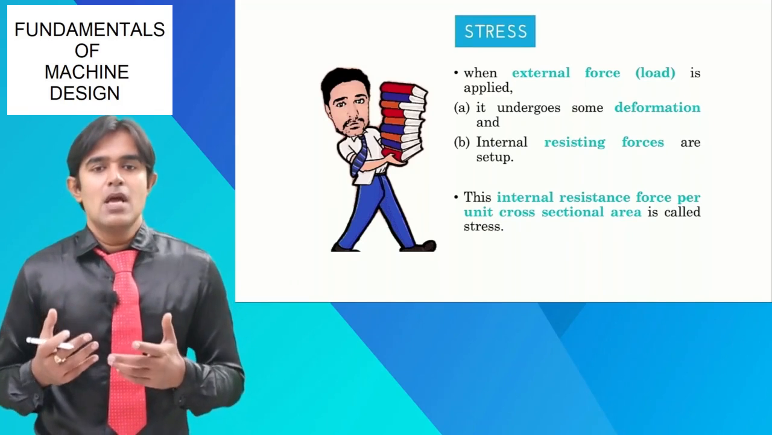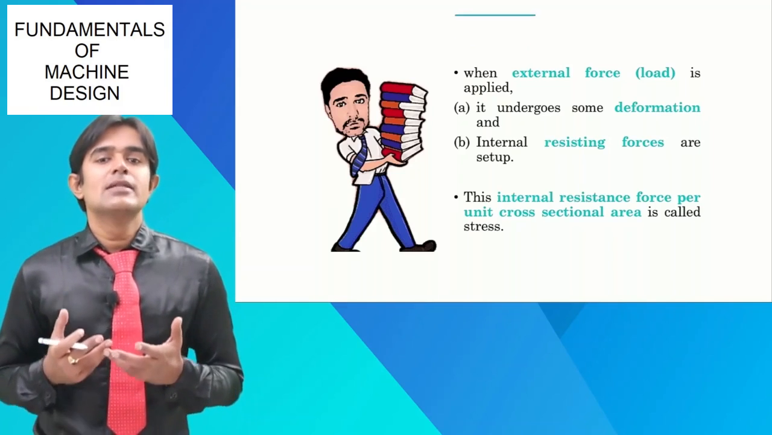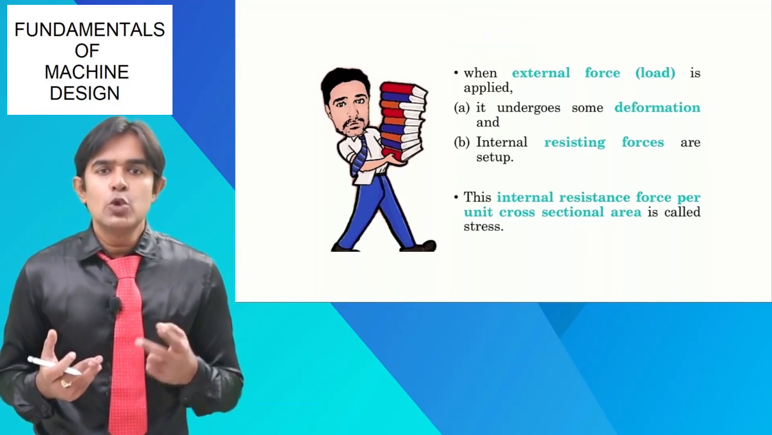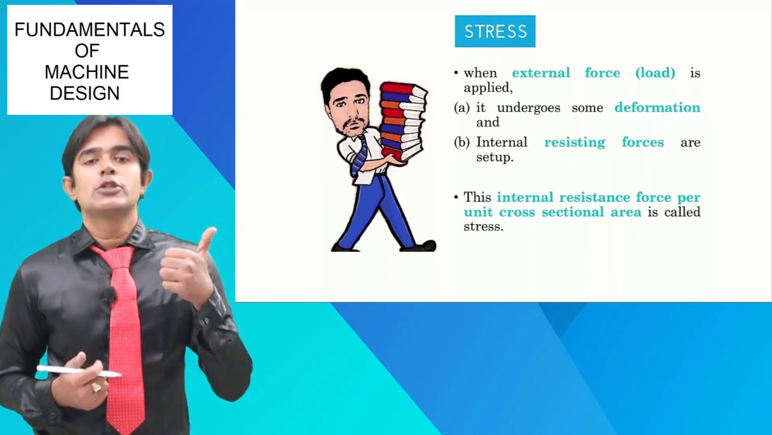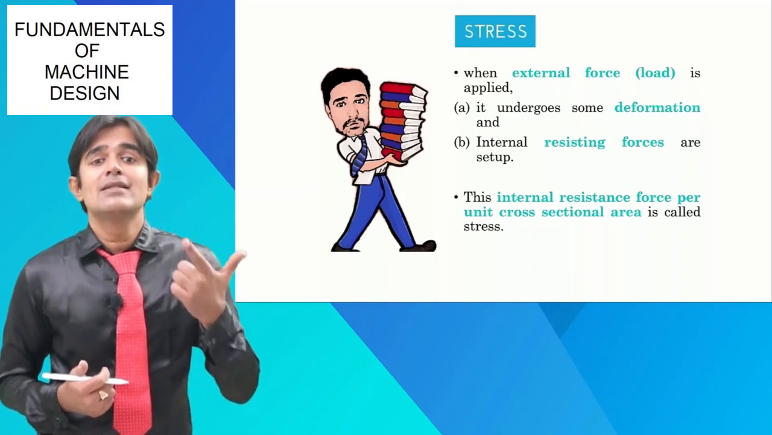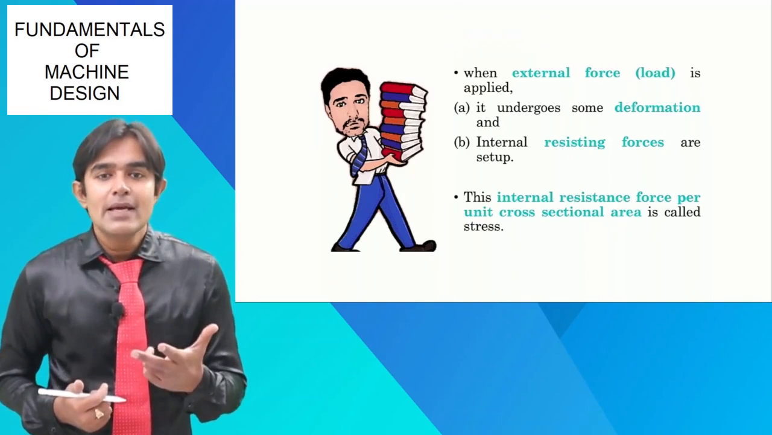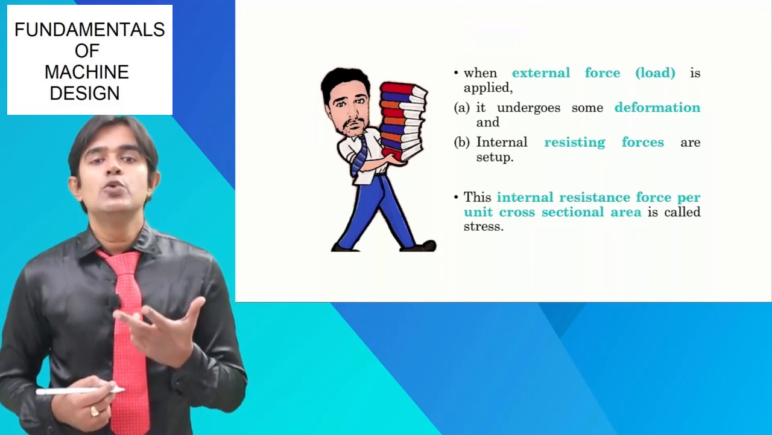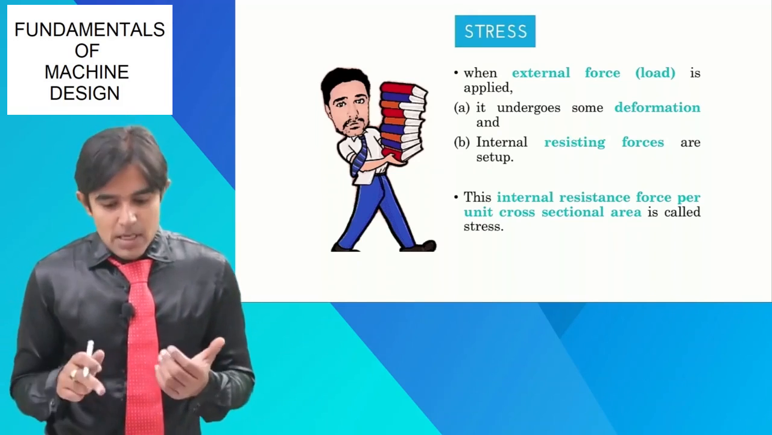For example, if we talk about a body on which an external load is applied, two things are going to happen. The first one is it will be going through deformation, and the second thing is that it is going to resist that force which is coming on it. So basically, stress is internal resistance force per unit cross section area. You can see in the diagram further.